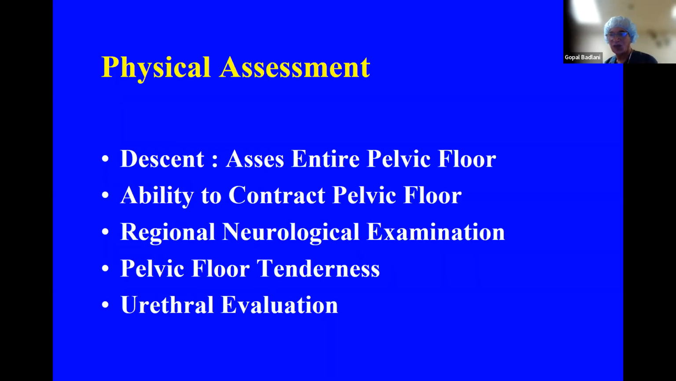Physical assessment in a woman should consist of assessing the descent, not only looking at the urethra and the bladder, but the entire pelvic floor. Their ability to contract the pelvic floor is best assessed by doing a rectal exam, which also allows you to do a regional neurological exam. If the rectal tone is lost and they're having urinary incontinence, that person has a lower motor neuron lesion that causes urinary leaking.